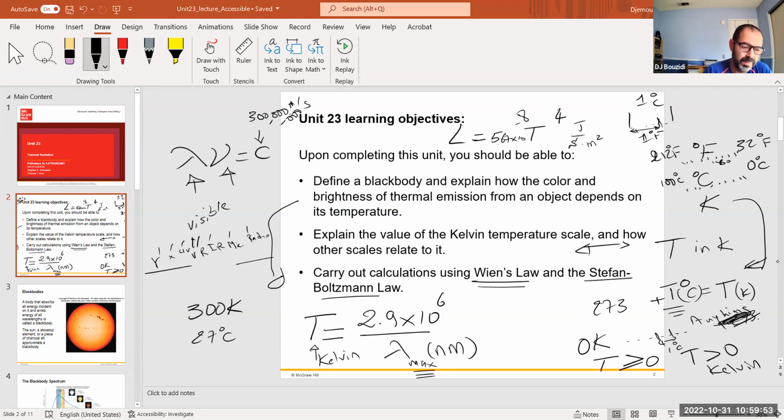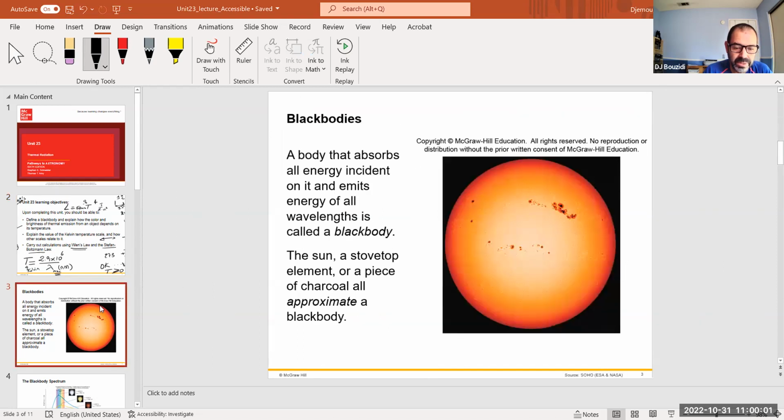So the distance matters. So again, what do we mean by black body? This whole part now is just an introduction. How do we know all of this? By studying a model called the black body. A black body is an ideal system that emits all light or absorbs all light. The sun is an example of that. You and I are an approximation of a black body.